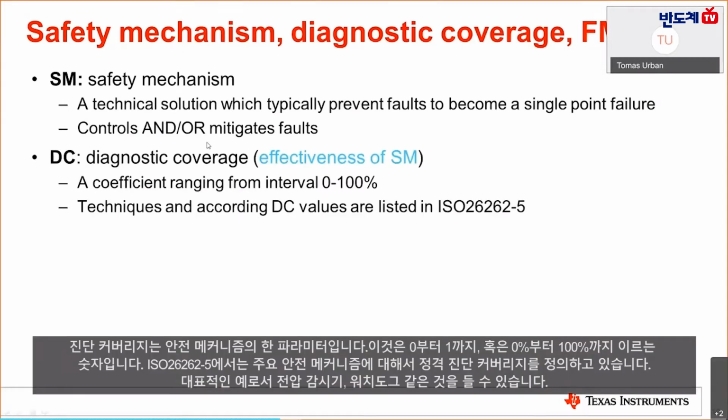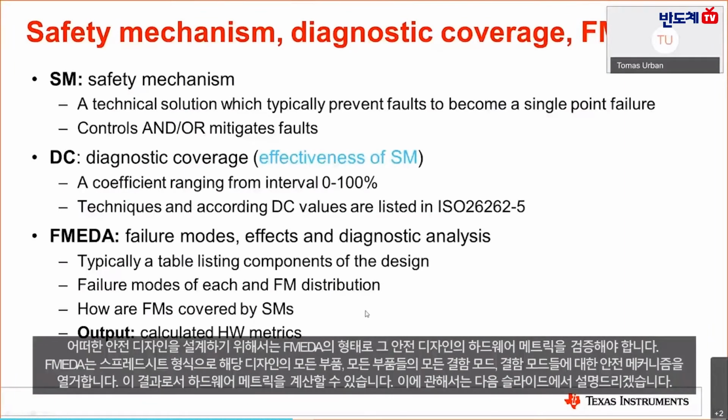Diagnostic coverage is a parameter of every safety mechanism. It's basically a coefficient ranging from 0 to 1 or 0 to 100%, depending on how you look at it. And the ISO 26262-5 lists a lot of examples of typical diagnostic coverages of typical safety mechanisms. Like, as a very typical example, it could be some voltage supervisor, watchdogs, and so on.